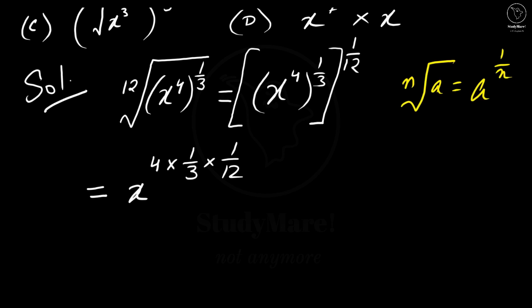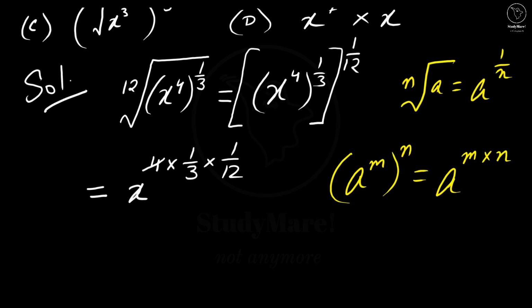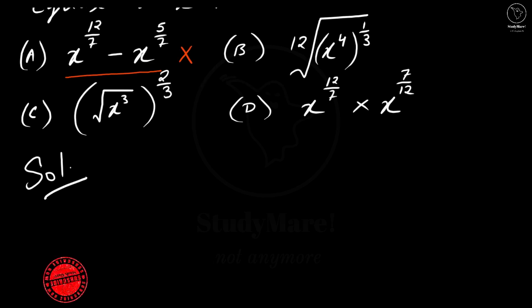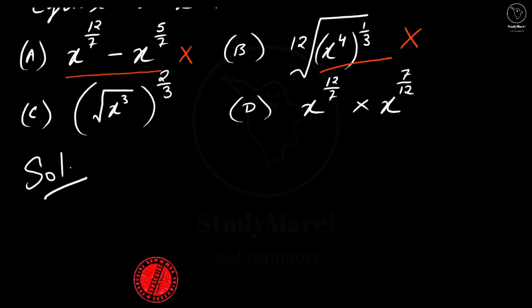Which identity have we used now? a to the power m to the power n is equal to a to the power m into n. Now if you look at it here, 4 ones are 4, 4 threes are 12. So this is equal to x to the power 1 by 9. Again, this is not the answer. It is not getting reduced to x and we cannot simplify it further. So this is also not the right answer. This is also not going to work.